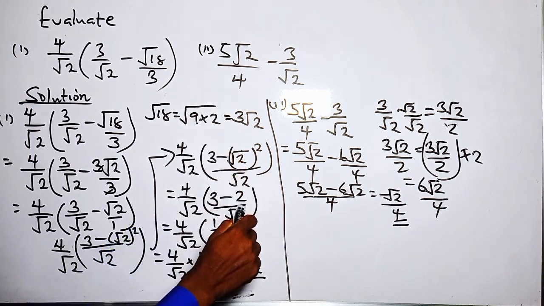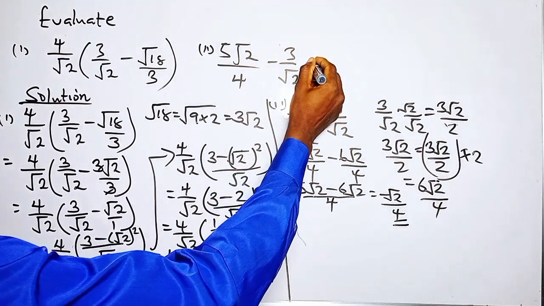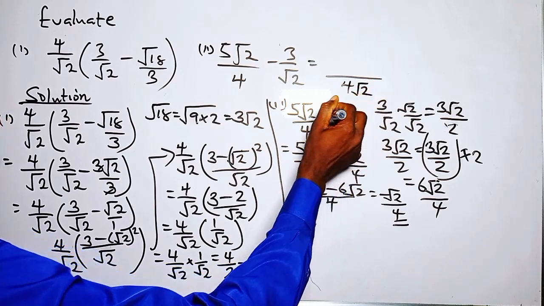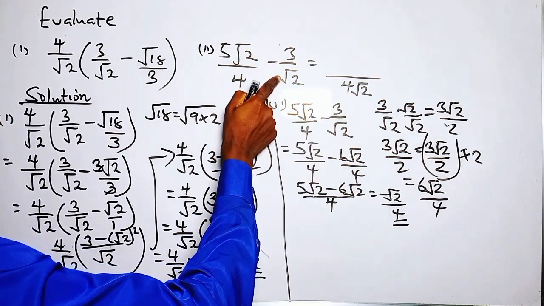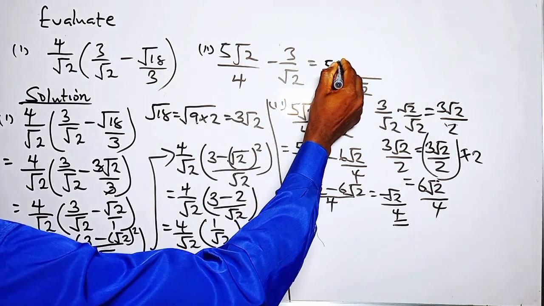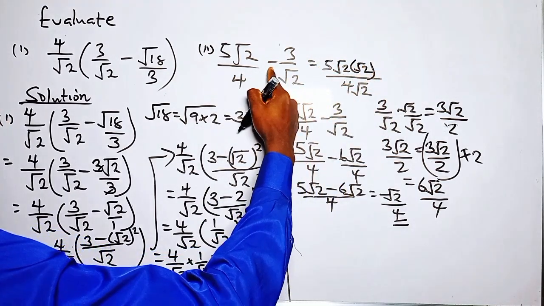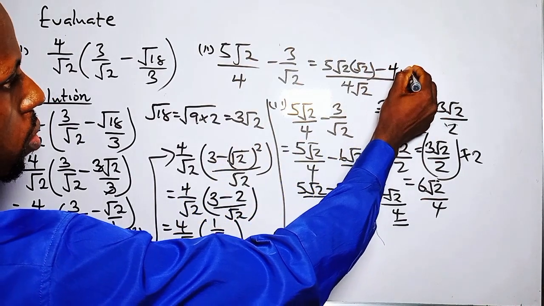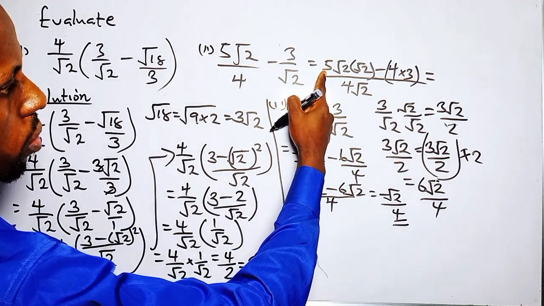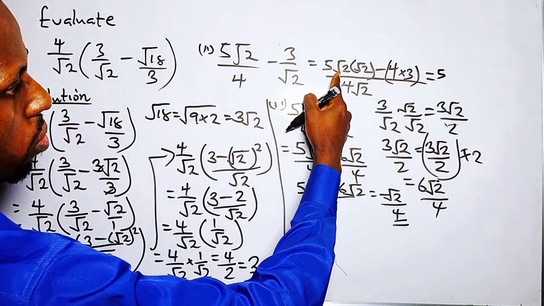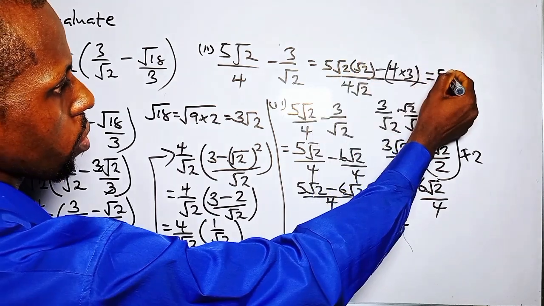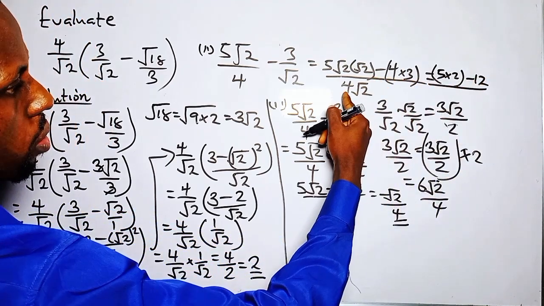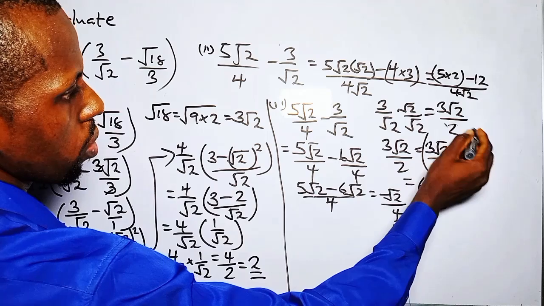Another way we can do this is by taking it straight, so let's try this method. Let's take the least common denominator as 4 root 2. When we divide, we have root 2, let's multiply this with this, we have 5 root 2 times root 2, minus, let's multiply this with this, we have 4 times 3. So 5 times root 2 times root 2 gives us 5 times 2, minus 4 times 3 is 12, divided by 4 root 2. So here we have this.